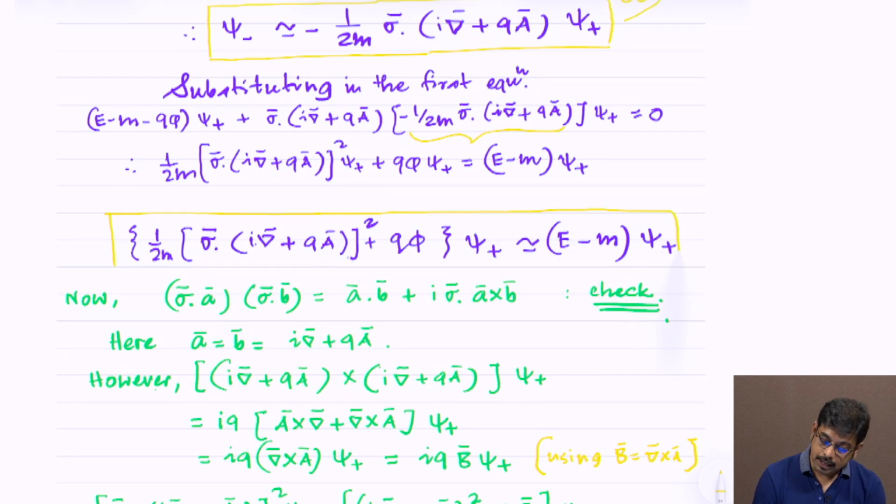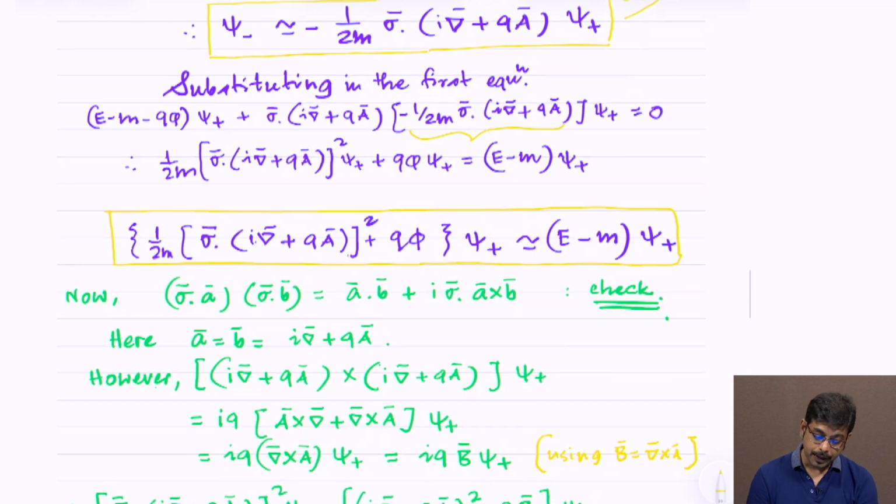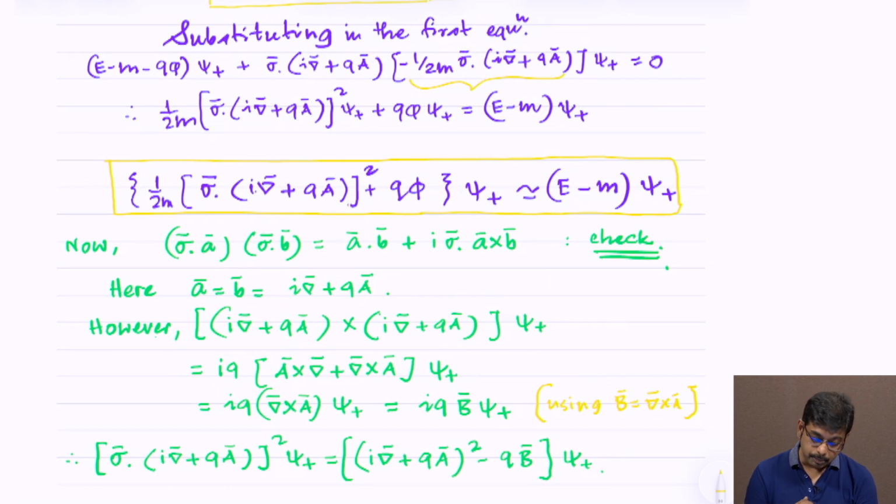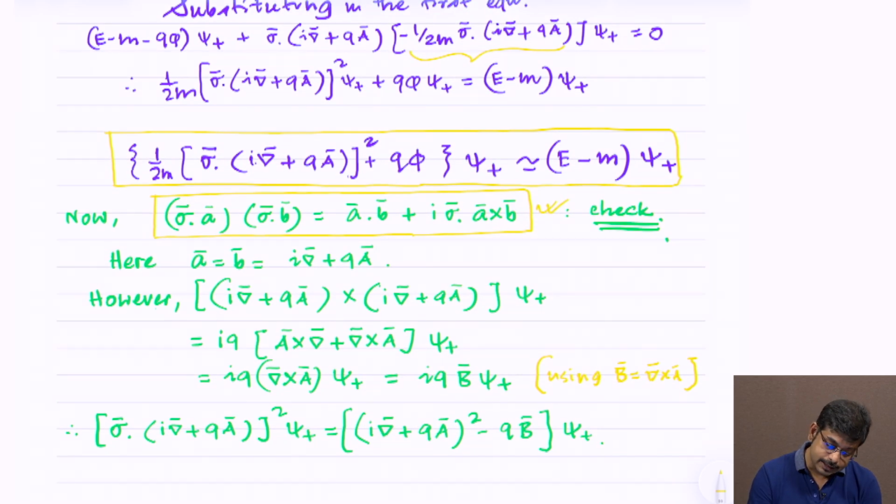Now, what does this equation indicate? In order to understand that, we will do a little bit more algebra using the Pauli spin matrices. For example, sigma dot A into sigma dot B is an identity which you should check, that this is A dot B plus i sigma dot A cross B. This is something that I am going to use, and use the fact that in this expression, what I essentially have is A equal to B, which is i del plus q A.